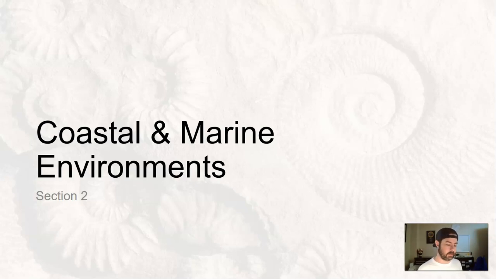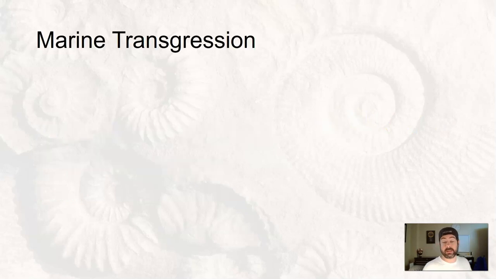So there's two kinds of events that happen near the coastal areas and the marine areas that are recorded in rock records, and definitely in the sedimentary rock strata. And again, sedimentary rocks do a heck of a good job of telling the story of Earth. So one such aspect is something called a marine transgression.